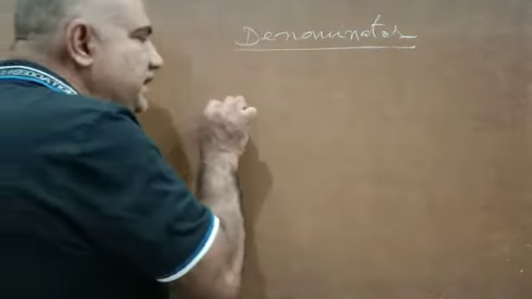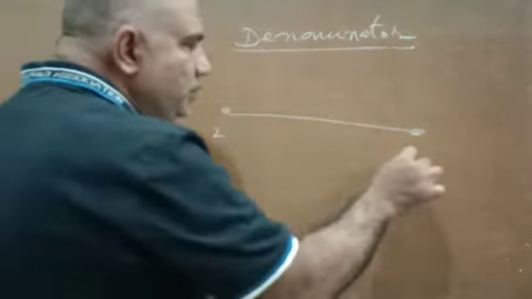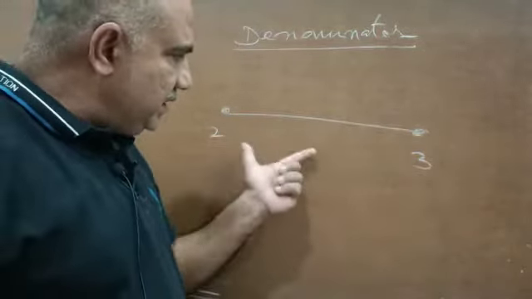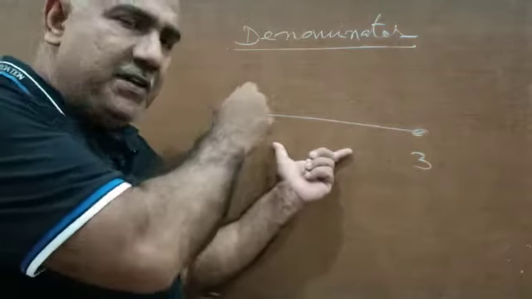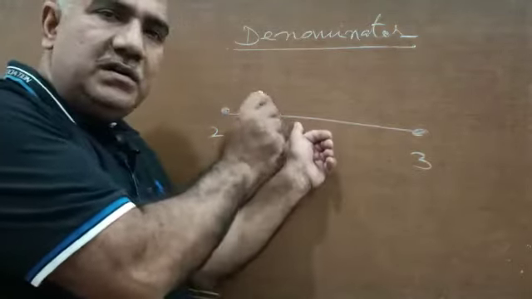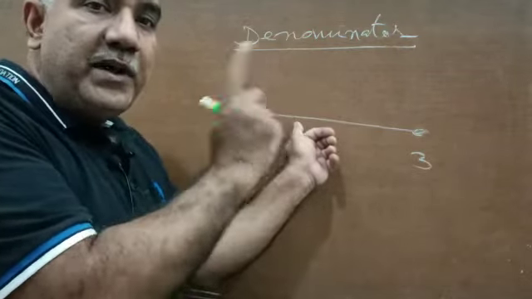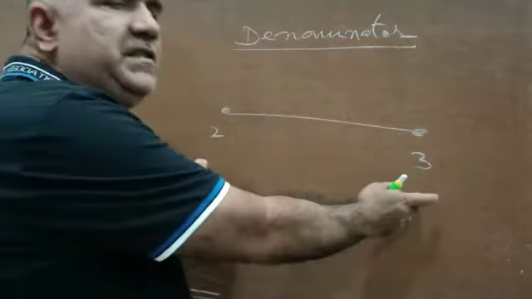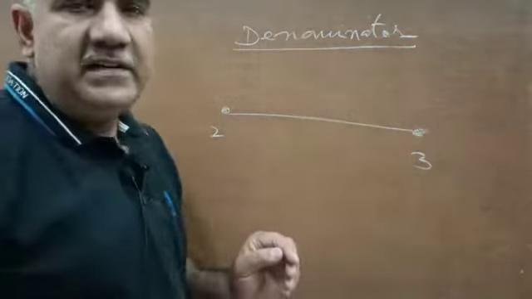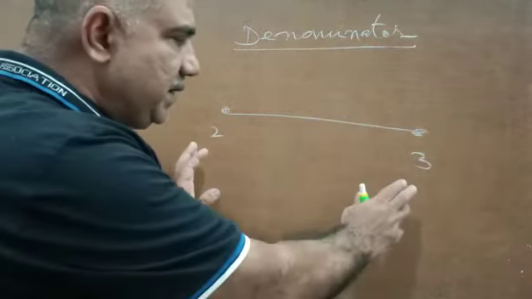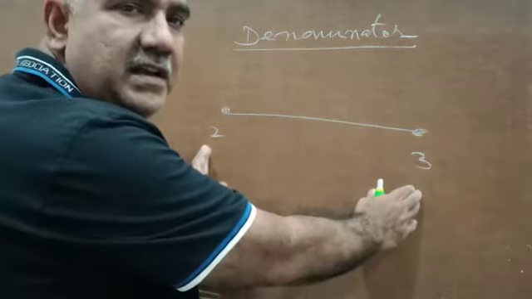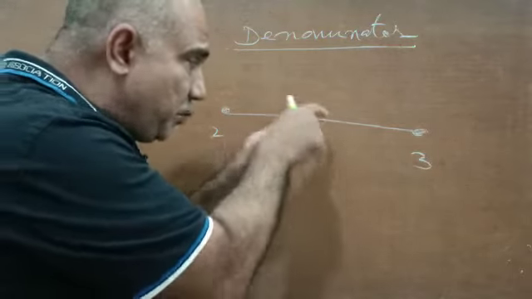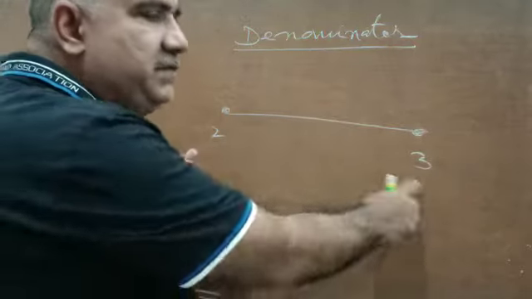So see, I will write here 2 and 3. And let me tell you, between these 2 and 3, whatever the length is, every point on this line corresponds to a number which is between these two, and for every number between these two there is a point on the line. Every number between 2 and 3 has a point on this line, and for every point on this line there is a number between these two.